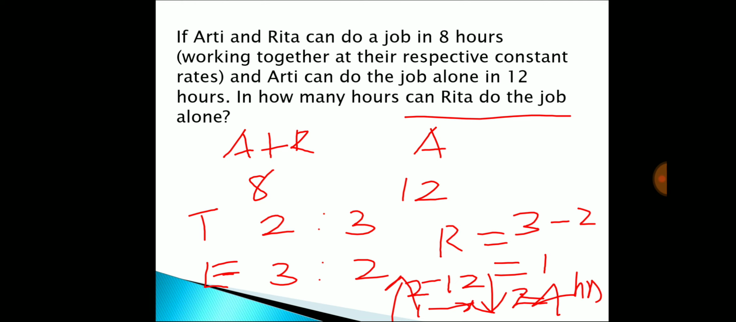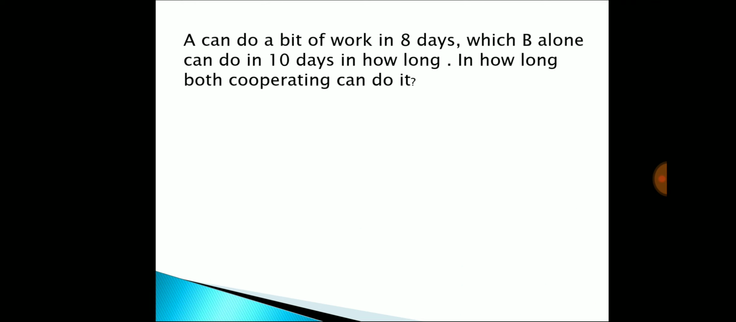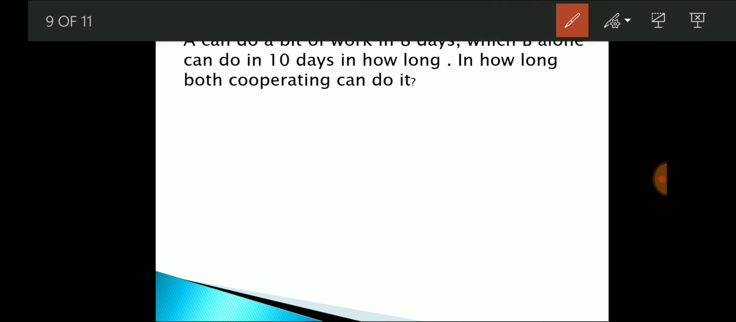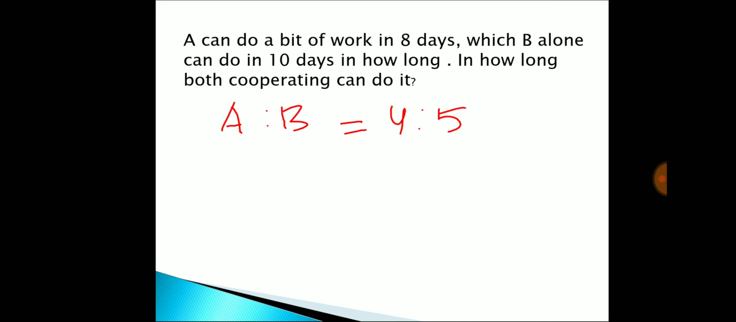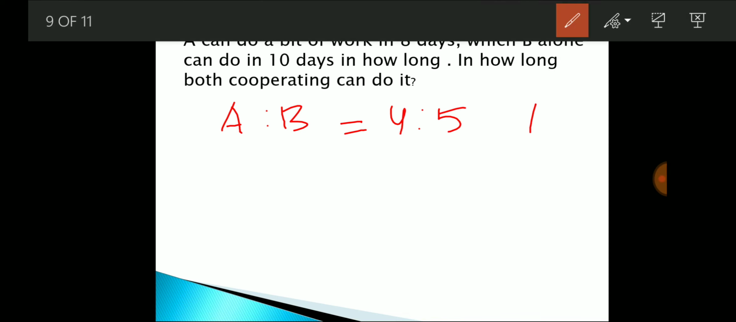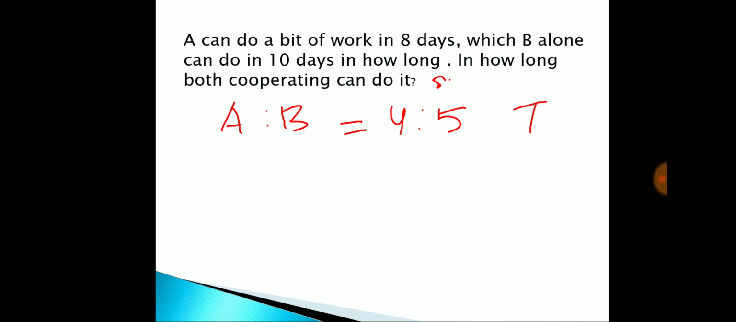So next question. A can do a bit of work in 8 days, which B alone can do in 10 days. How long will both cooperating take to do it? A similar question to the previous question. A is to B, we know, is in the ratio 4 is to 5. This is our time taken. They're talking about 8 days, 10 days. So A is to B, 8 days is to 10 days. So I have taken that as 8 is to 10.